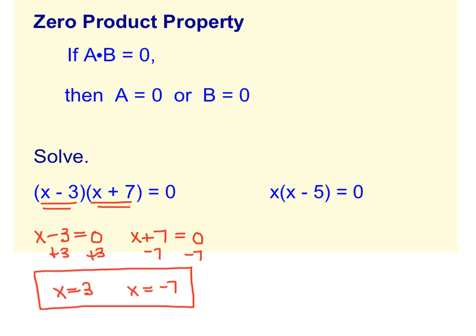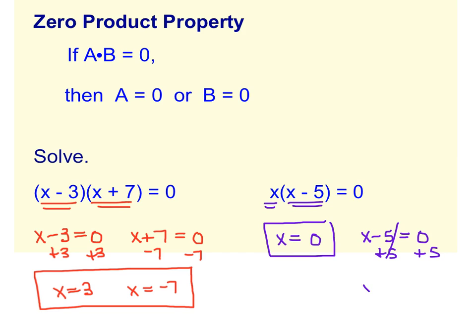Alright, our next example, it's already factored for us. So one factor is x, the other factor is the x minus 5. So there are your 2 equations. The first one you set equal to 0, and the second one you set equal to 0. Now x equals 0, that's already solved for x, so that one is done. x minus 5 equals 0, we're going to go ahead and solve for x, so we add 5, so x equals 5.